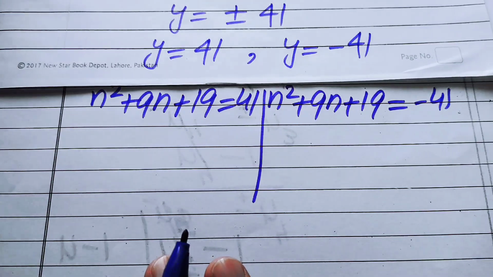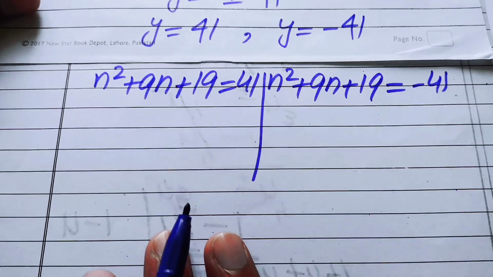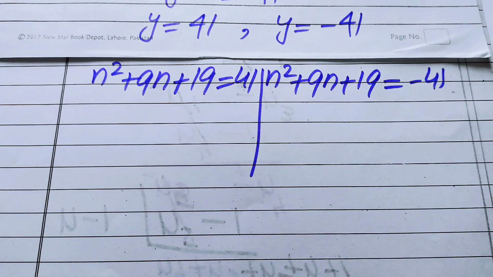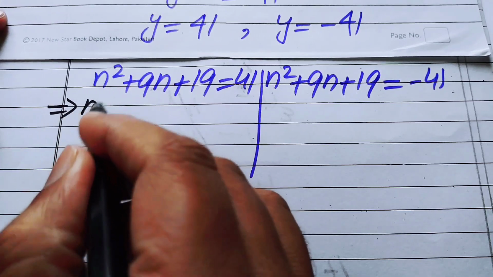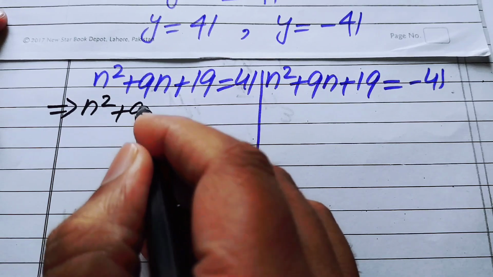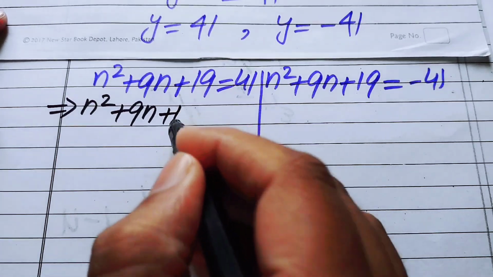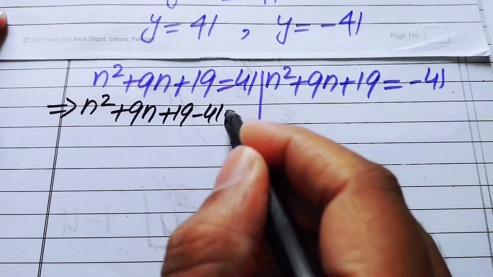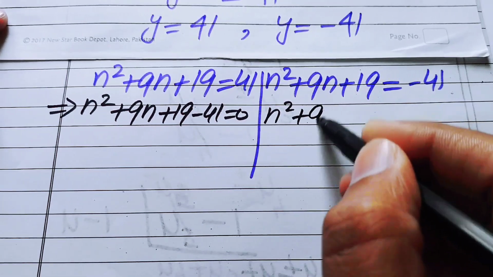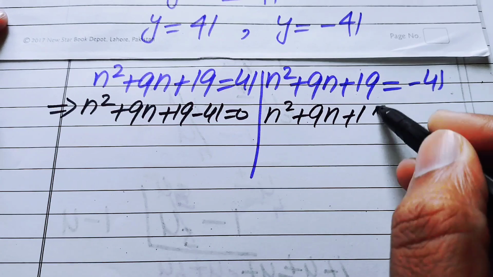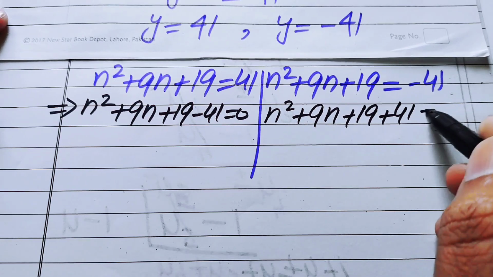In the next step we will make the factors of these equations, and here first we will rearrange this case, and you get n squared plus 9n plus 19 minus 41 equals 0, and in this case you will get n squared plus 9n plus 19 plus 41 equals 0.